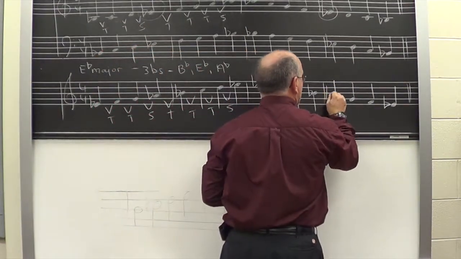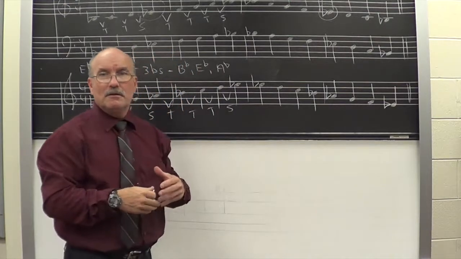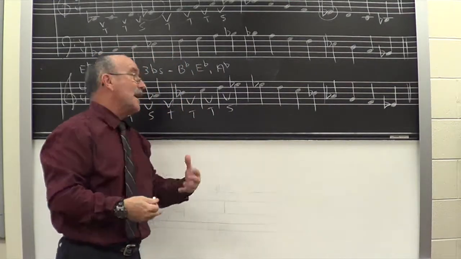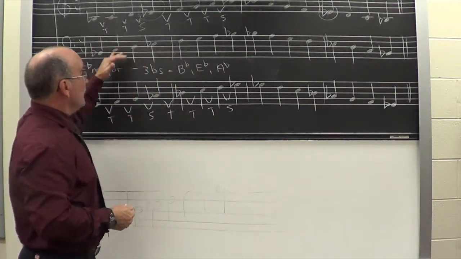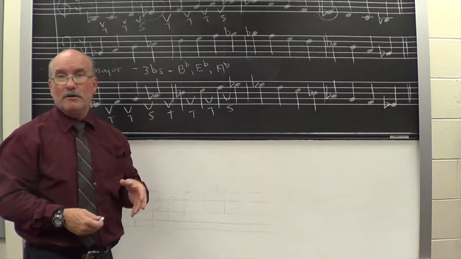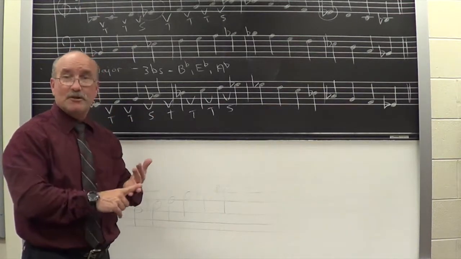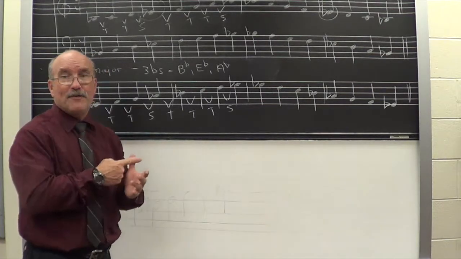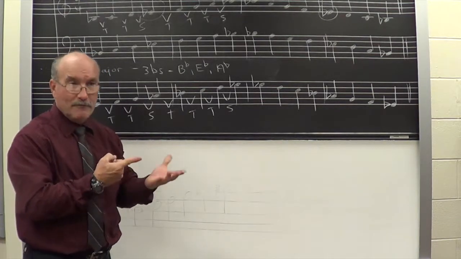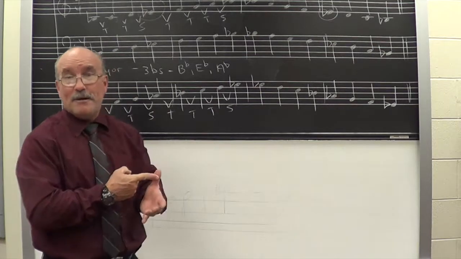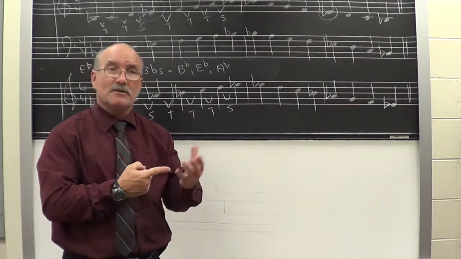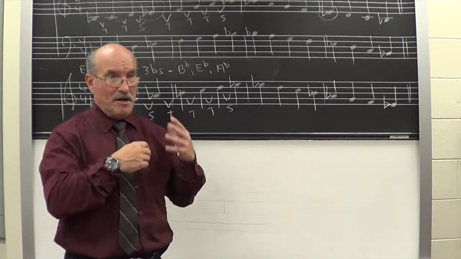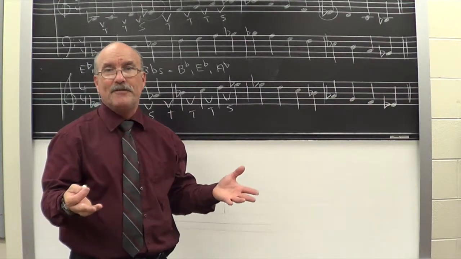And with that, we have also proven our hypothesis that all the keys are in numerical order. C major 0, F major 1, B flat 2, E flat 3 flats, A flat, how many is it going to have? 4. D flat major 5, G flat major 6, C flat major, everything's flat. It has all 7 flats.